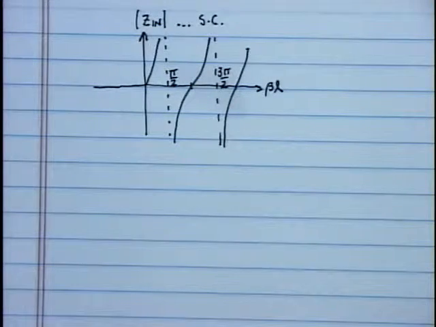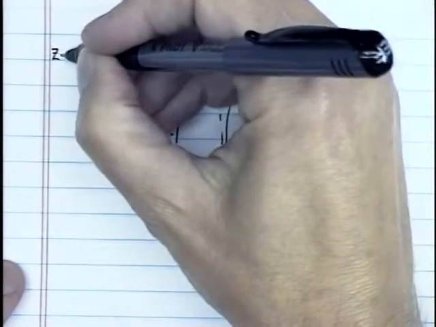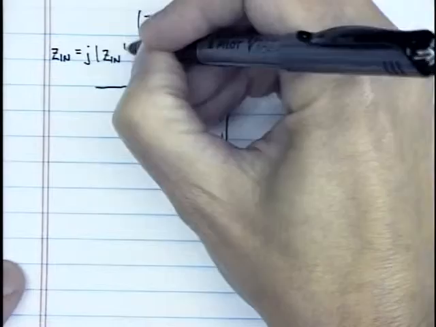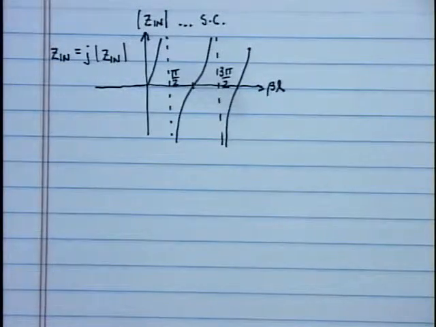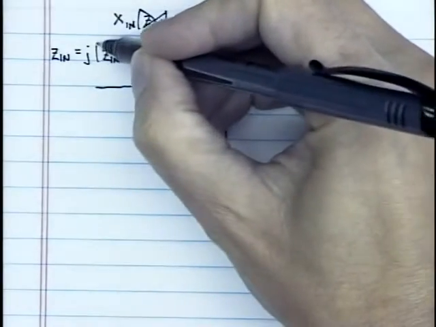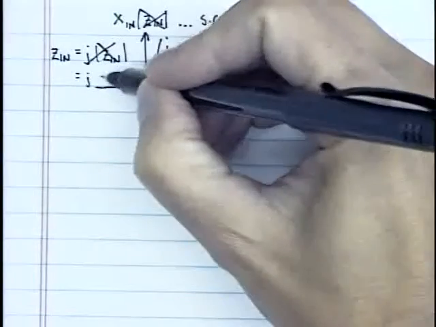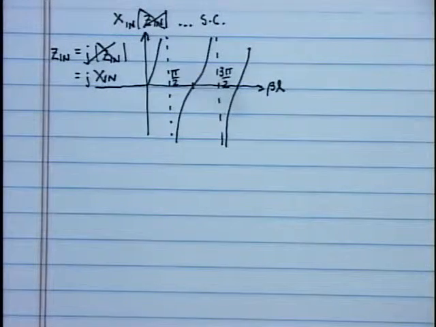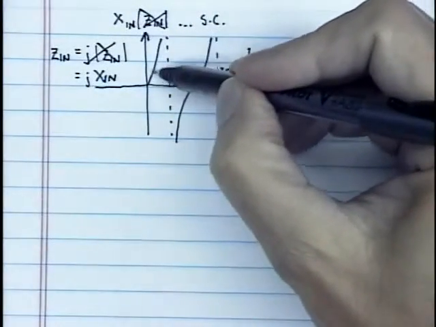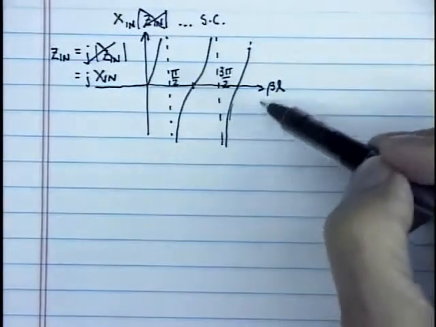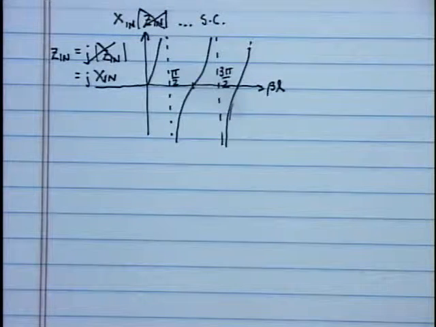Let's call this X in, where X stands for reactance. And let me say that Z in is jX in. Check out that formula for the input impedance, and you'll see it's pure imaginary. It is inductive in nature here and here and here for those electrical lengths for the transmission line. It's capacitive in nature here and here and here, where X in is negative, giving capacitive reactance.